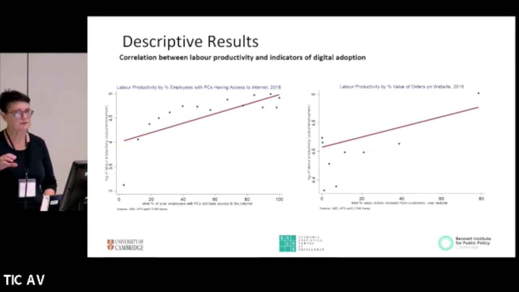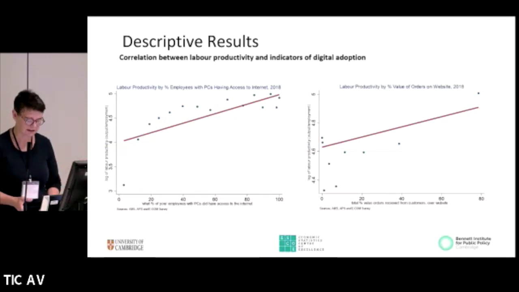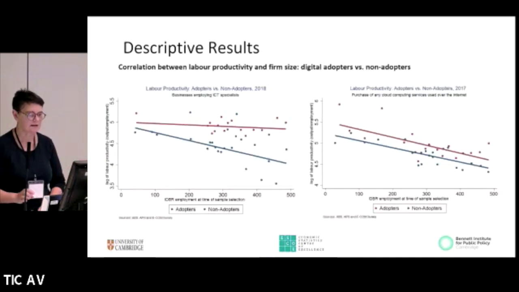We then divided them into adopters and non-adopters. As I said, a lot of these e-commerce indicators are 0, 1. So if it's a 1, you count as an adopter for that digital indicator. And then we looked at labor productivity, dividing firms into adopters and non-adopters. So these charts give you labor productivity logged, and they give you employment size on the horizontal axis, so larger firms to the right.